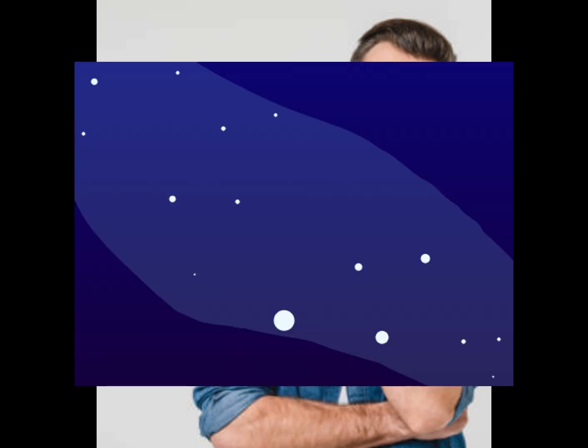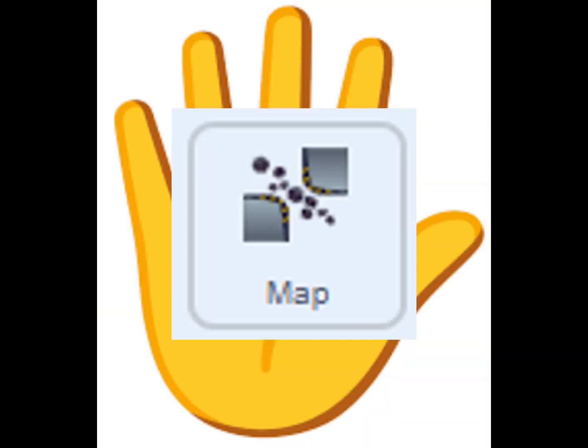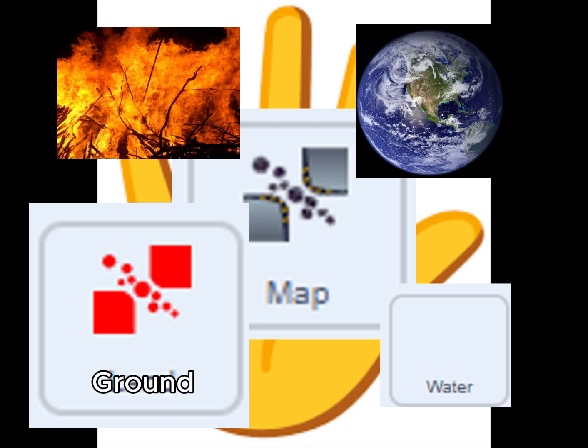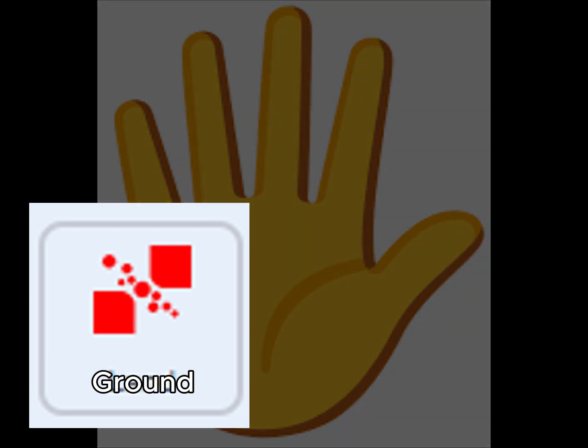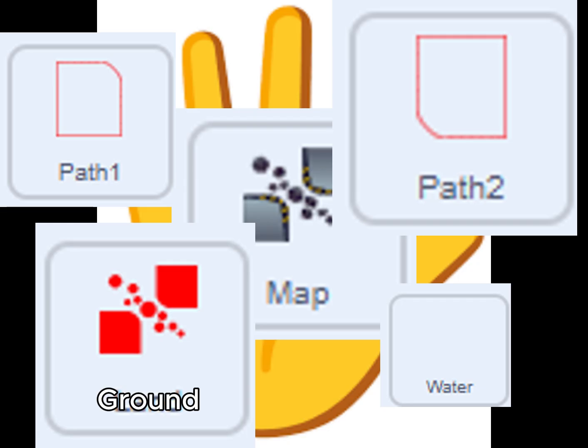So I began thinking. After a while, I got around to making the background for the maps. Then I moved on to the map sprites. There were 5. Map, ground, water, earth, and fire. That's a lie. There was only map, ground, water, path 1, and path 2.